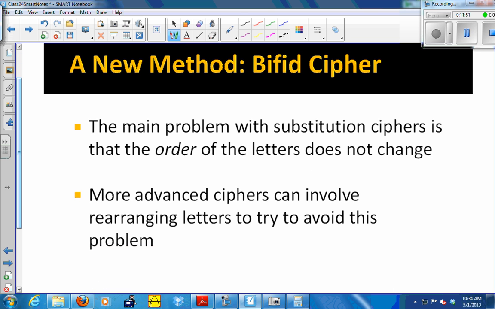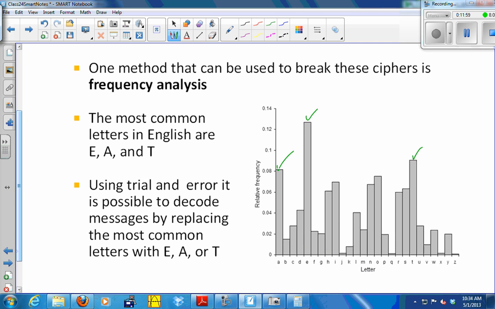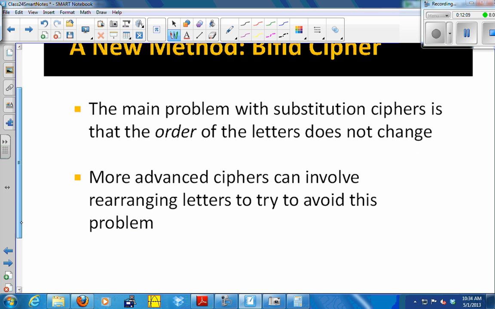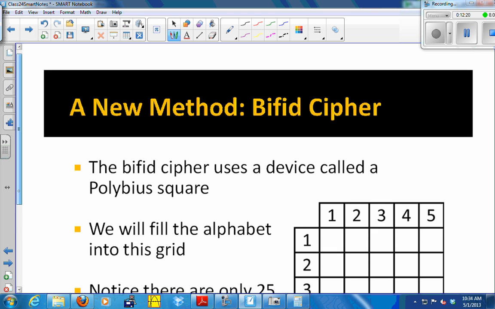All right, so the main problem with the substitution ciphers is that the order of the letters doesn't change. And so this is called frequency analysis, by the way, when you use the frequency of the letters to try to break the code. Frequency analysis. So substitution ciphers are really vulnerable to frequency analysis. So we can try to develop more advanced ciphers that try to avoid this problem. So here's a new method.